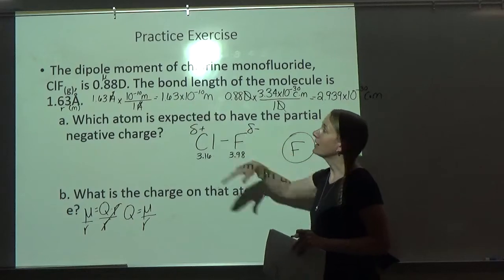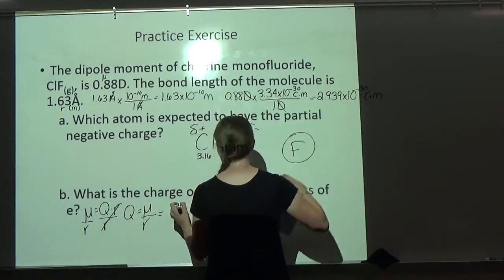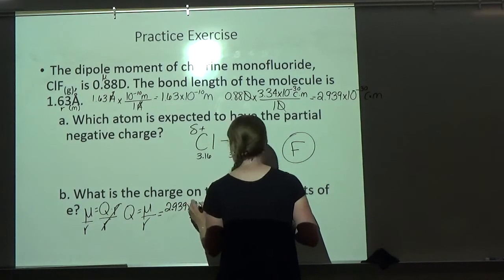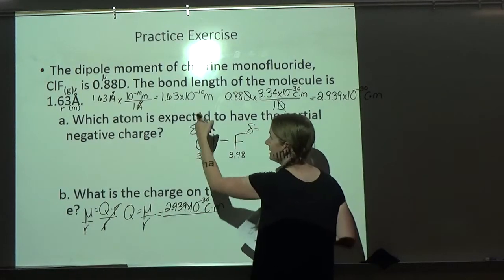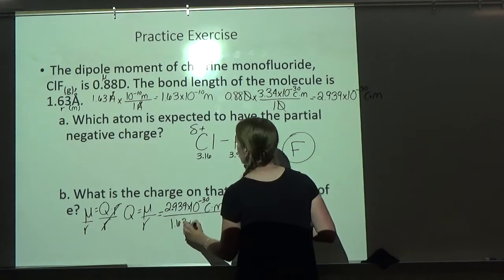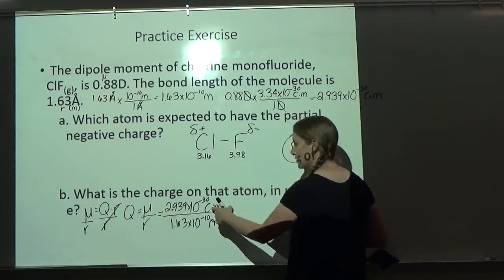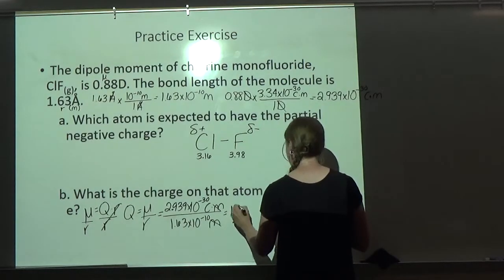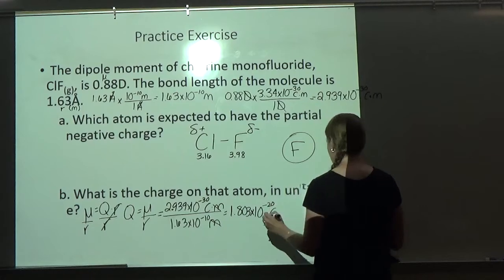All right, so now I have my dipole moment in the correct unit. I have my distance in the correct unit, so I can plug it in. So my dipole moment is 2.939 times 10 to the negative 30 coulomb meters, and my distance is 1.63 times 10 to the negative 10 meters. So my meters cancel and I'm left with coulombs. And so once I solved that, I got 1.803 times 10 to the negative 20 coulombs.